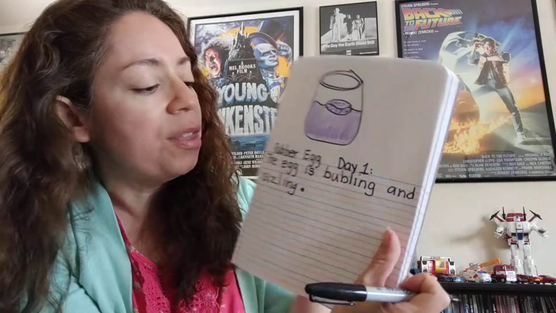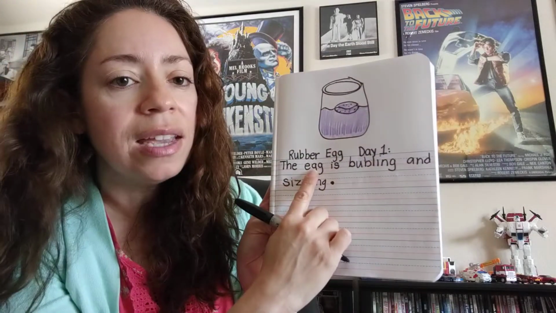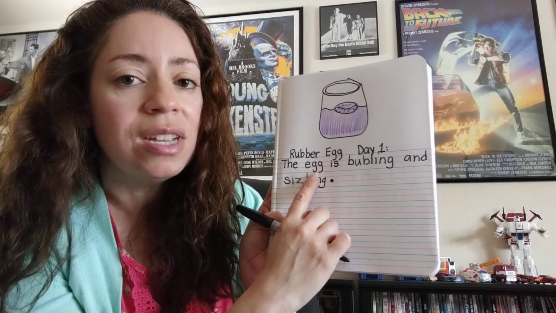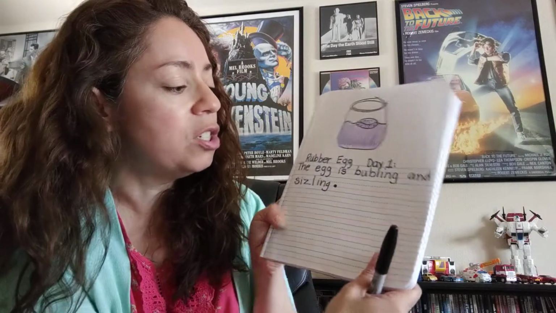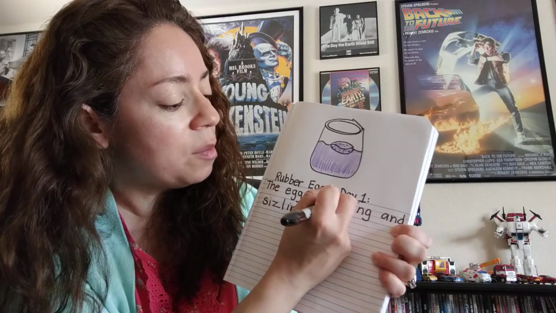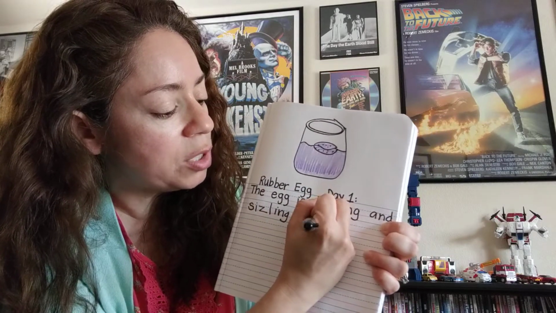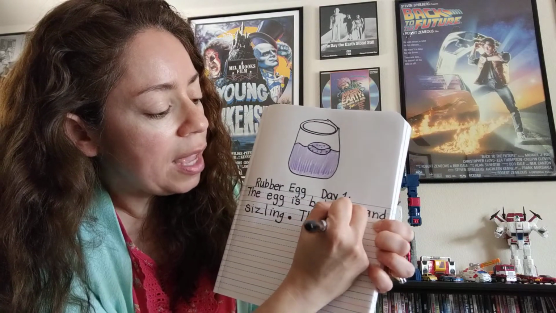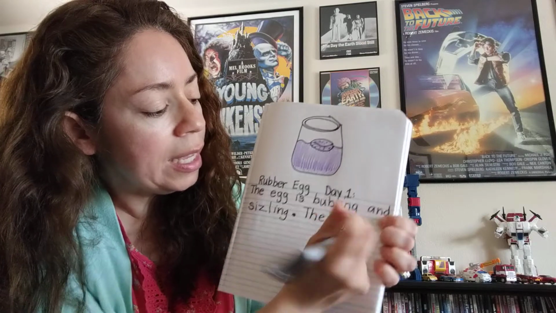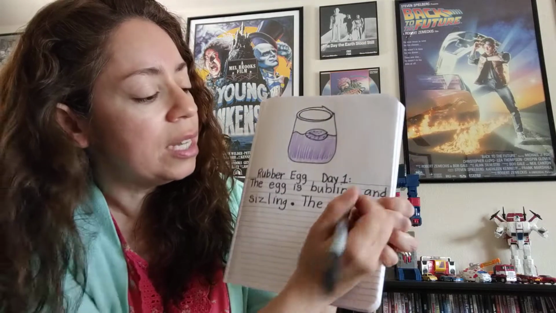I want to start off with the egg. Now, I already have the egg here, so see this? This is going to help you continue on with your next observation. The egg, I'm going to start off with a capital because I'm starting a new sentence. The egg is, I still have the word is.